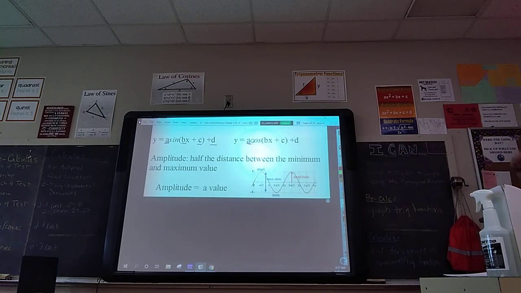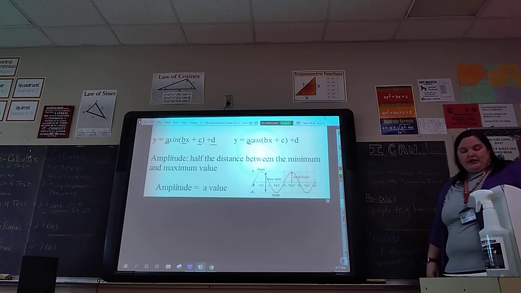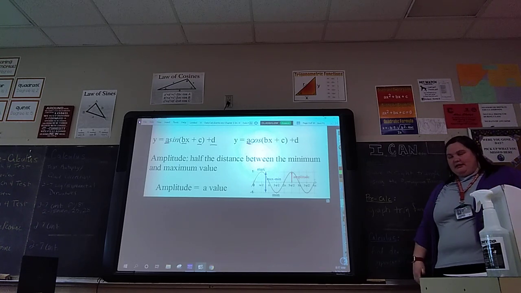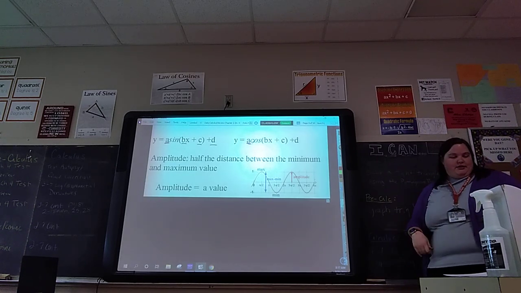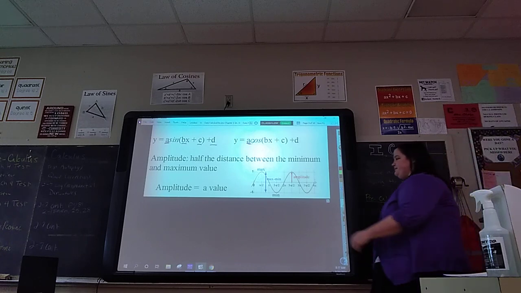Okay. So like I said, you can see it from the graph, but you can actually pick it out of the equation, so you can see what your height should be just by looking at the number that you have in front of your sine and cosine. So that's one thing you're going to analyze. I'll ask you what the amplitude is, and like I said, you can just look at the equation, whatever that A value is, that's your amplitude.